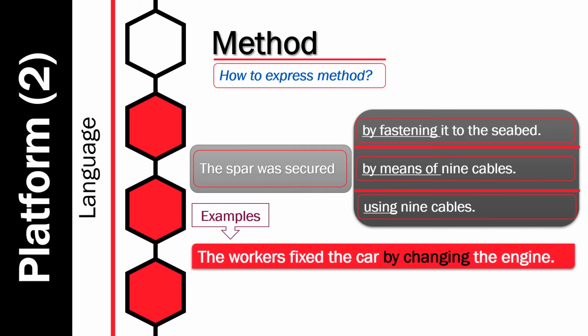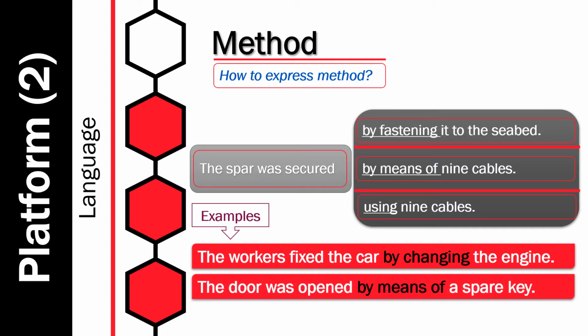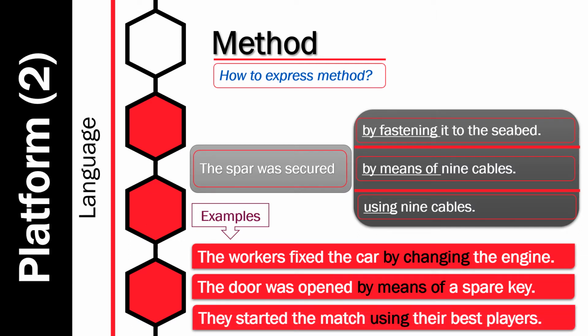More examples. The workers fixed the car. How? By changing the engine. Another example. The door was opened by means of a spare key. By means of is followed by a noun. And the last example here. They started the match using their best players.